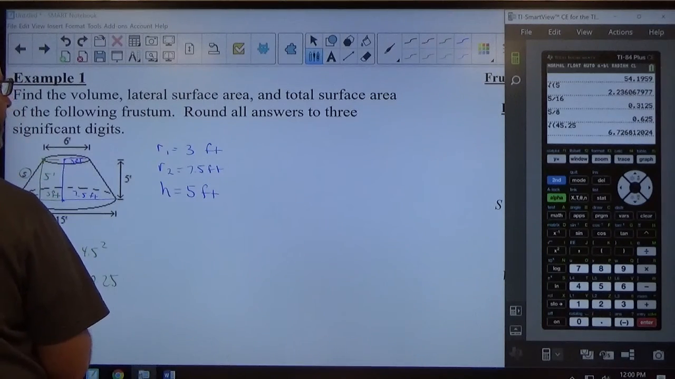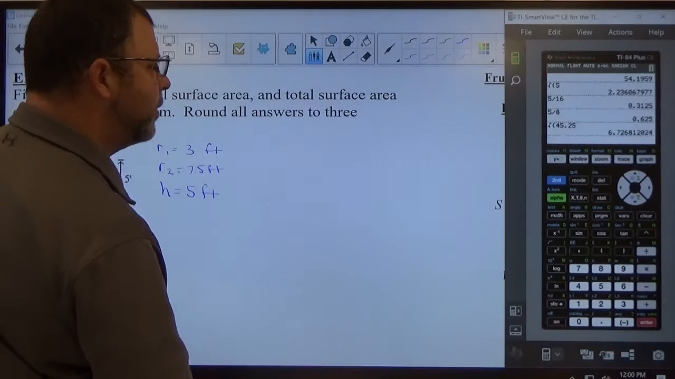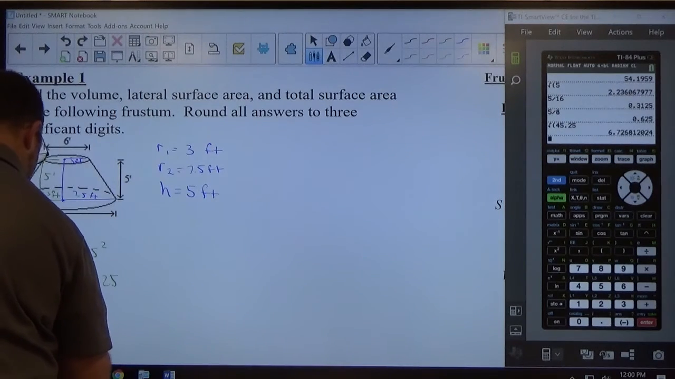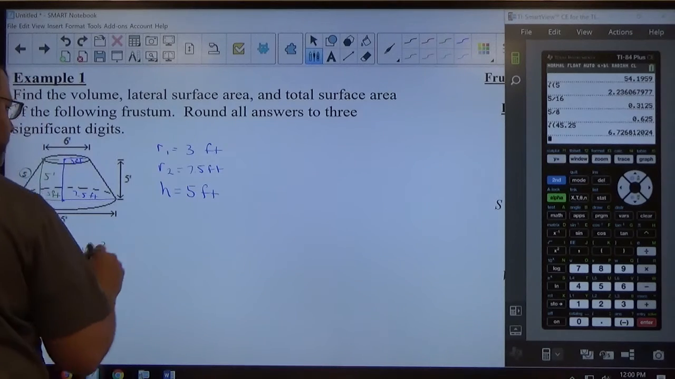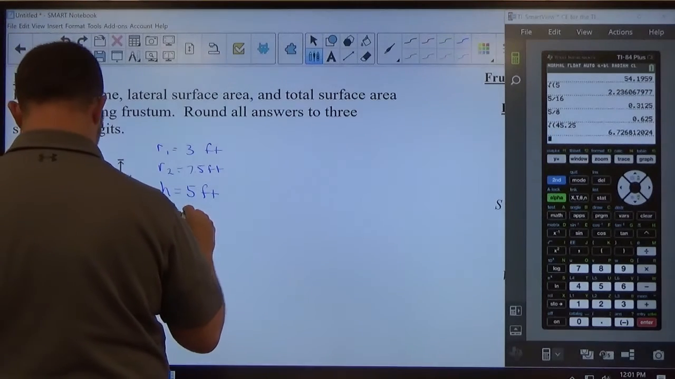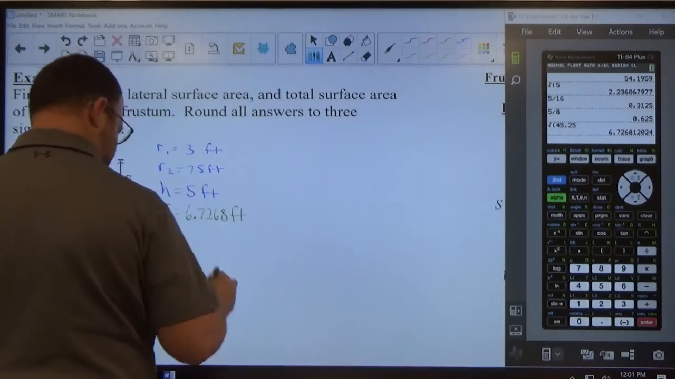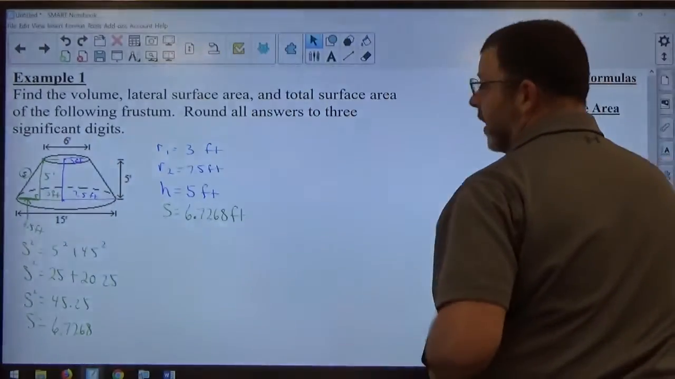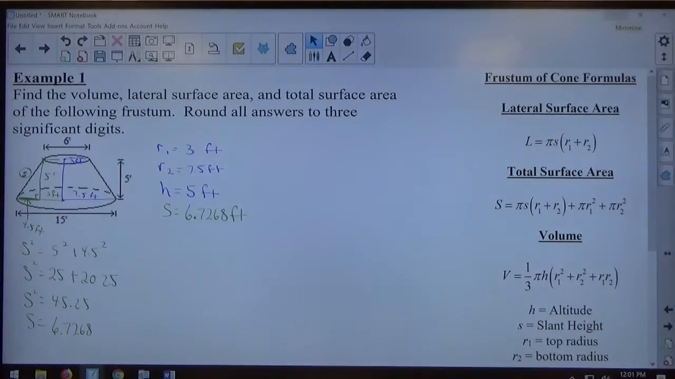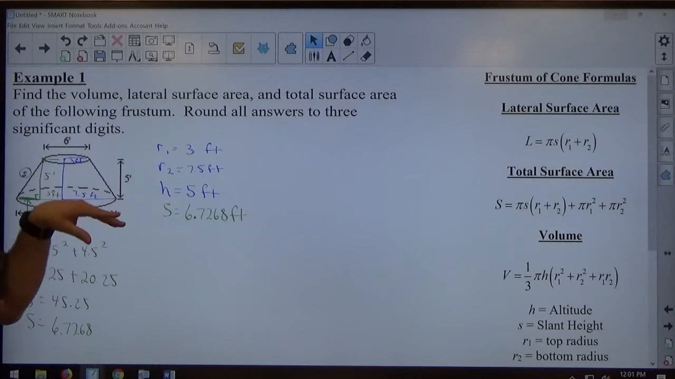Let's go a few more digits: 6.7268. I want answers rounded to 3 significant digits, so I'm going to carry more digits than that in my approximation, so that my 3 significant digit rounding should be pretty accurate. Again, if I'm asked to find everything, specifically volume, lateral surface area, and total surface area, at some point all these numbers are going to be necessary, so I went ahead and figured out what they all equal.